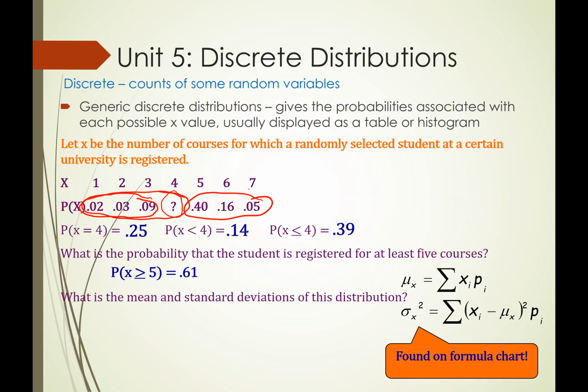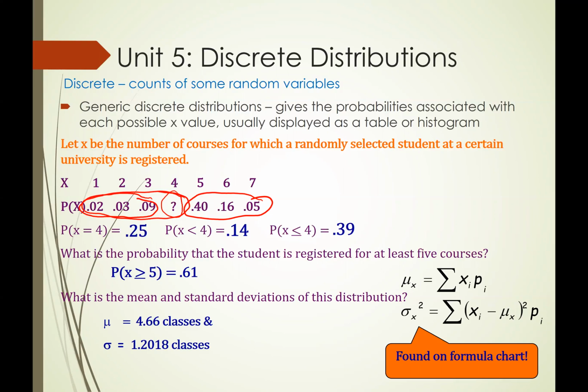What is the mean and standard deviation of this distribution? So to do this, I want the mean and standard deviation. The mean is the one you're much more likely to need on the AP test. It's the sum of each X times the probability. So I do 1 times 0.02 plus 2 times 0.03 plus 3 times 0.09 plus 4 times 0.25 plus 5 times 0.4 plus 6 times 0.16 plus 7 times 0.05. When you do that, you get 4.66 classes.